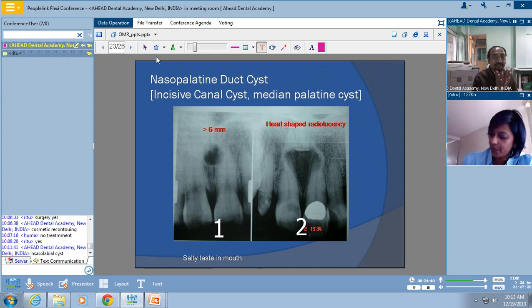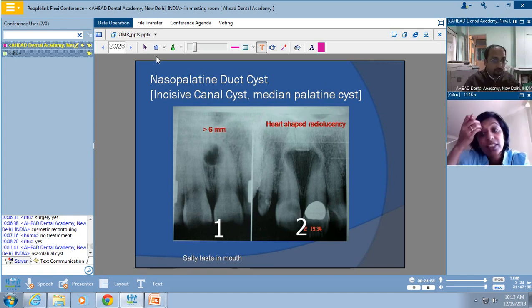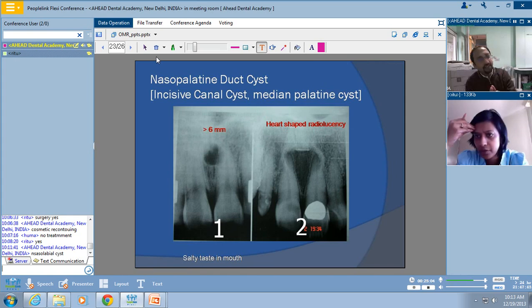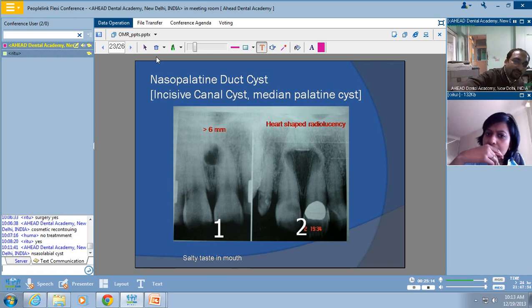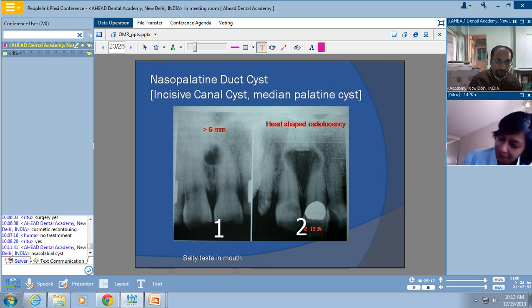Now, if you see the slide carefully, I have written something as more than 6 millimeters. What does this imply? Yes, when the incisor canal is up to the size of 6 millimeters, we just call it an enlarged incisor canal. But the moment the diameter goes more than 6 millimeters, we start calling this condition an incisor canal cyst. Okay? So heart-shaped radiolucency is again the hallmark of nasopalatine duct cyst.